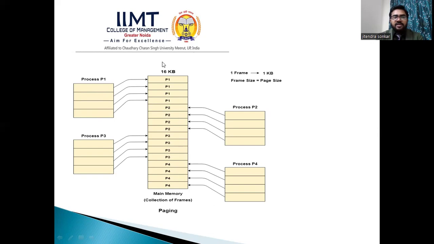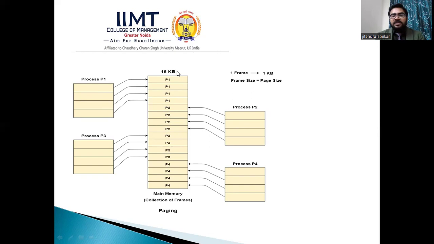And we have the 16 KB memory and this memory is divided into fixed-size blocks. Each block is known as a frame. The frame size is 1 KB. And the paging concept says that the frame size must be the same as the page size. So we have 1 KB for one page and 1 KB for one frame. So memory allocation takes place very easily and swapping takes place very easily.